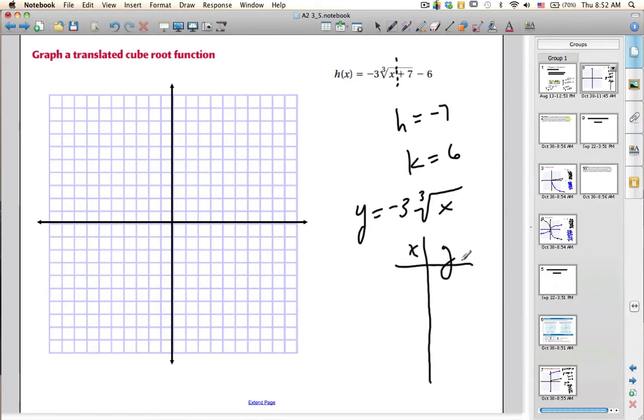Again, my inputs aren't going to change. I'm still just graphing this cube root function in parent form. So this makes it really easy. You keep picking the same inputs every time, and then the outputs change a little bit based on this leading coefficient.